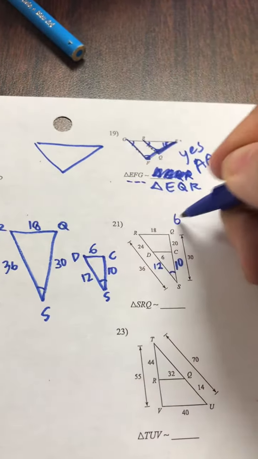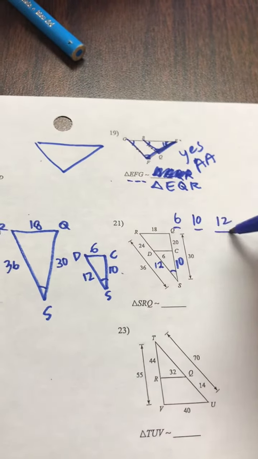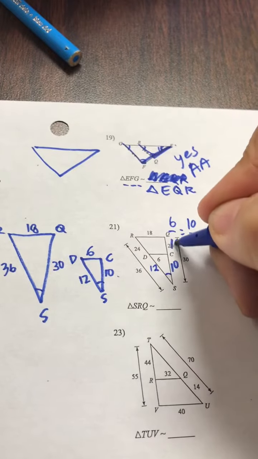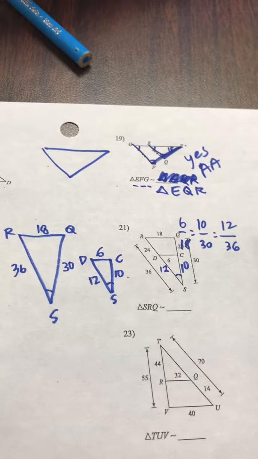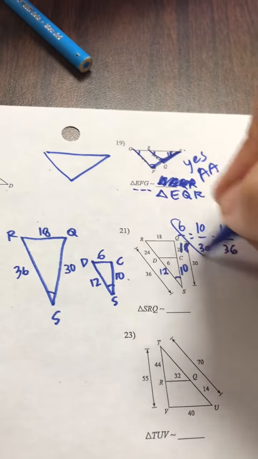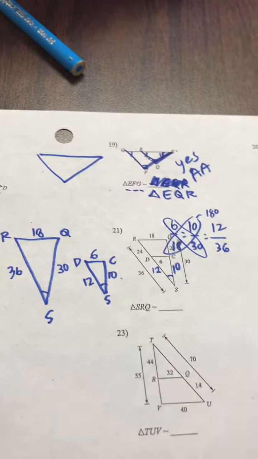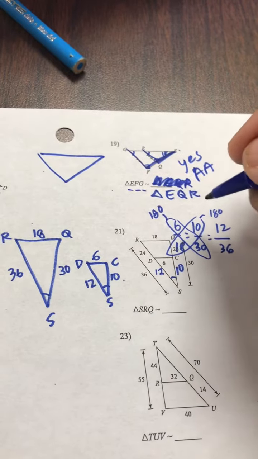So let's write them out least to greatest. 6, 10, 12, small, medium, large, 18, 30, 36. Now let's cross multiply to solve. So that worked out. Now let's look at the second set here.